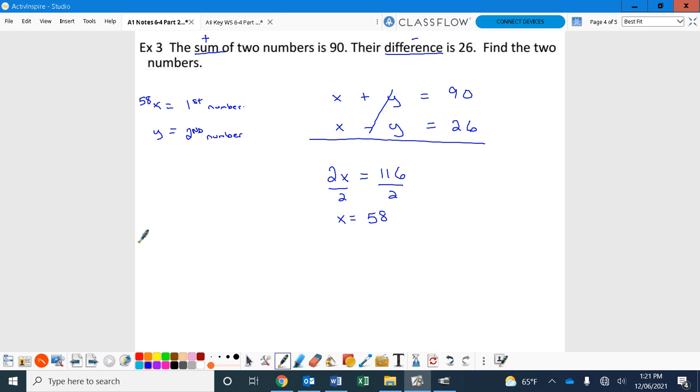To find the second number, you plug it back. Guys, now which equation would you plug it back into? The first one, the one without subtraction. It would be 58 plus y equals 90.